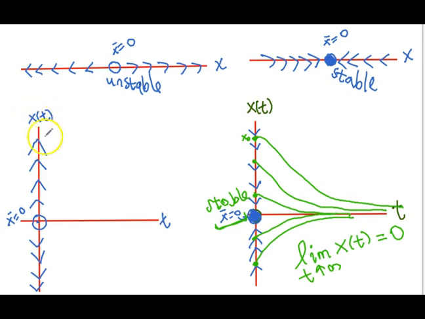X of t is still the vertical axis, t is the horizontal axis. On the vertical axis, the arrows are pointing away from that equilibrium point, and that would mean that if we start solutions of x of t, let's say one initial condition right here, then as a time function, that would look like this. If we started a little farther up, that as a time function looks like this. If we started a little closer to 0, then that function would look like that.